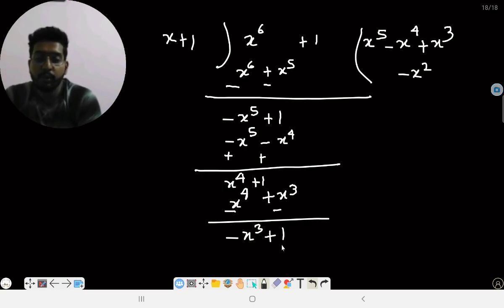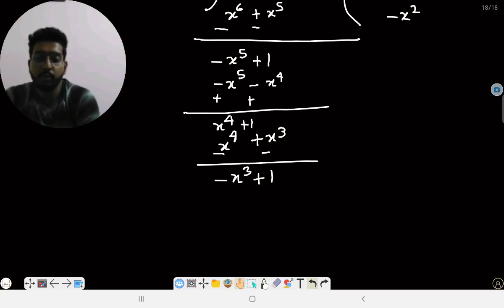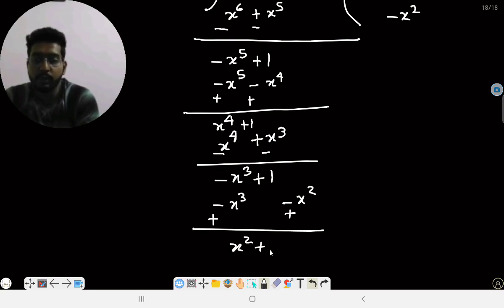Now if I multiply with minus x square, what will happen? That will become minus x cube minus x square. Now again sign change, that will be plus. So there will be x square plus 1. Again you have to multiply by x. Now if I multiply by x, that will become x square plus x, like this.